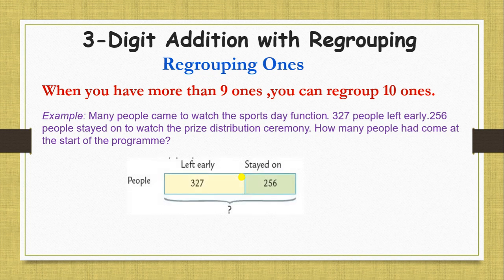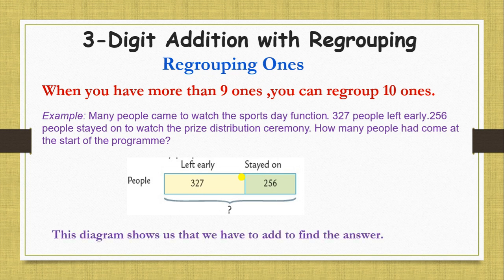Let's note down the given things. There were 327 people who left early and 256 people stayed on. So to find the total number of people, we need to add these two numbers. So this diagram shows us that we have to add to find the answer. So let's add these two numbers.